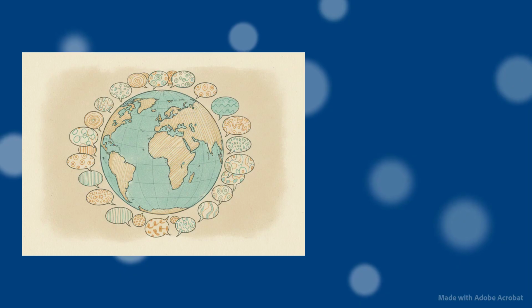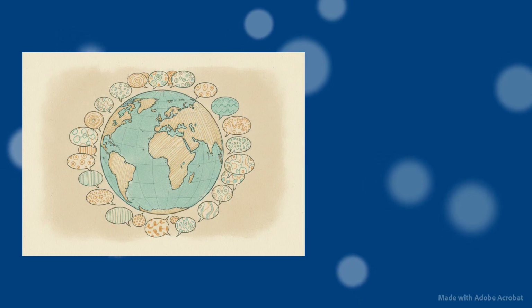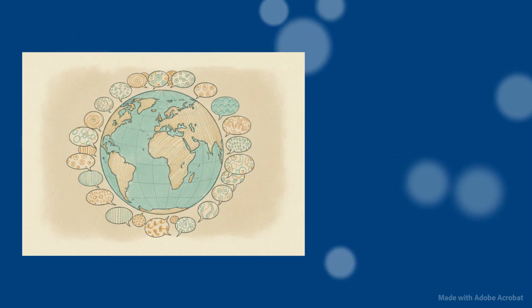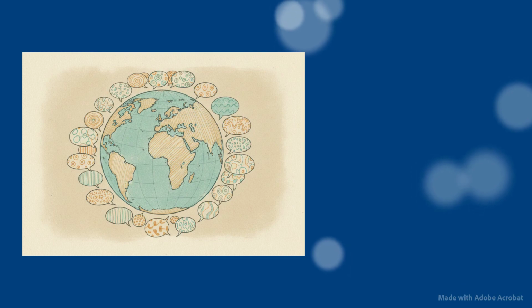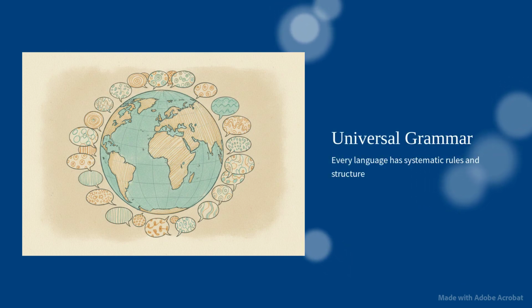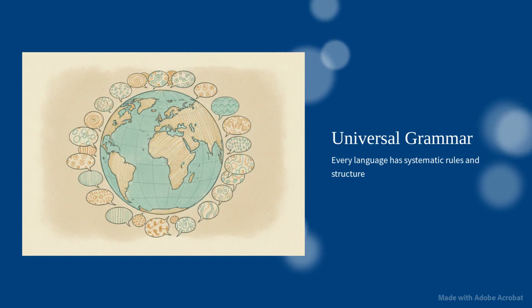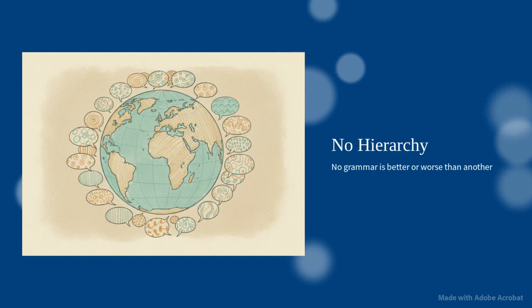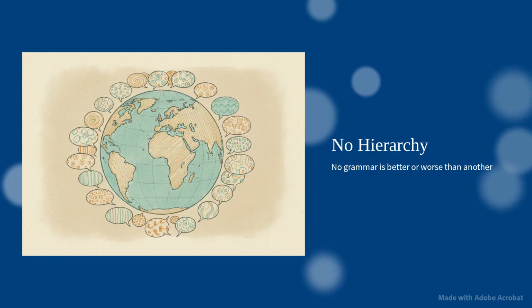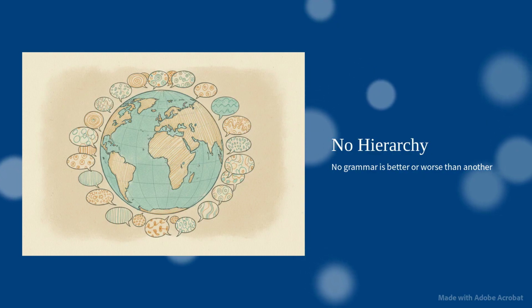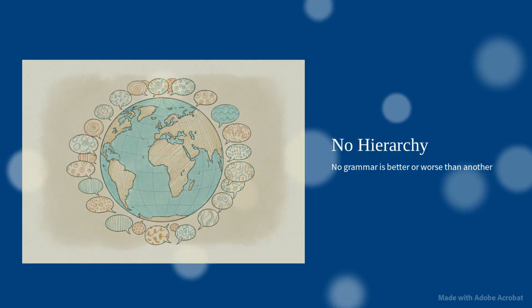Let's highlight two key insights. All languages have grammar, and no grammar is inherently superior. Universal grammar means that every language has systematic rules and structure, even if it lacks a written form. No grammar is better or worse than another. All languages and dialects are equally valid from a linguistic perspective.